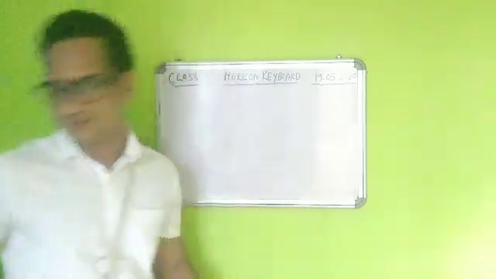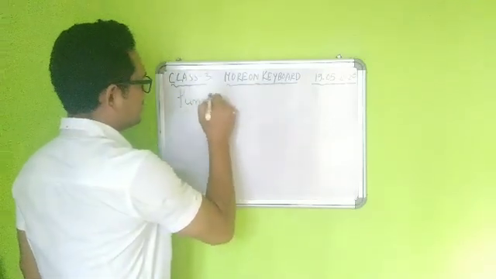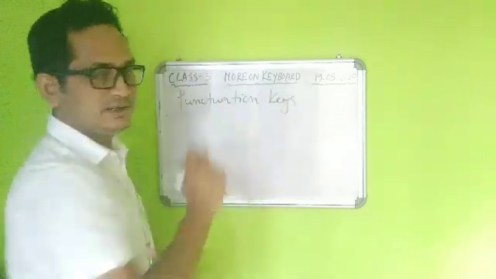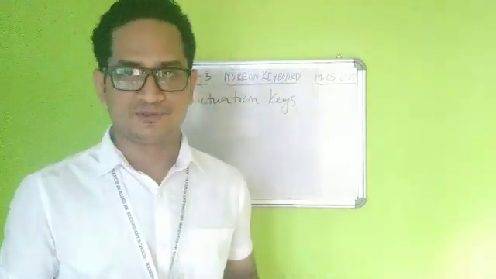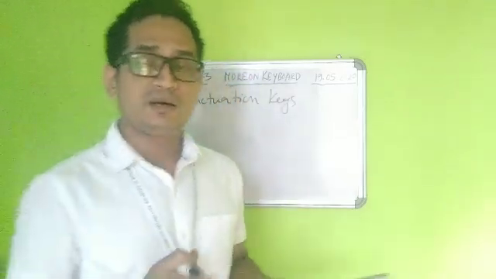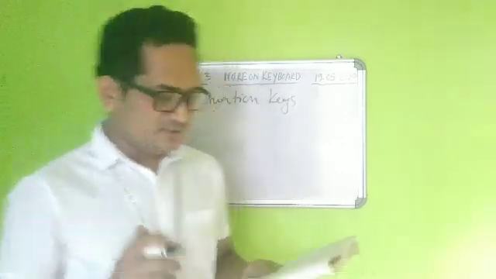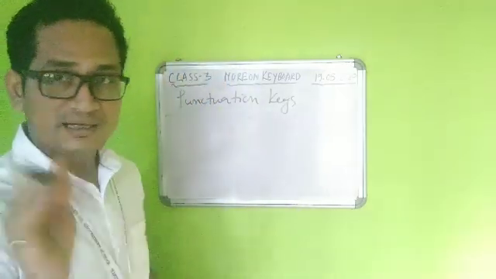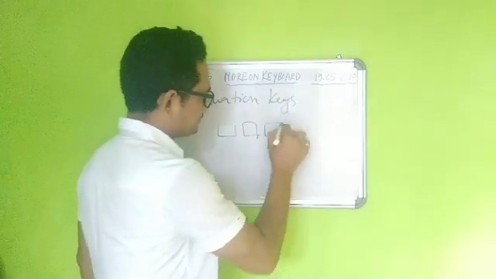that is punctuation keys. Punctuation. If you have seen this word already, you have come across it. This word punctuation is related to English grammar. So I think you have already come across the word punctuation. Now what are these keys actually meant for? So students, in the punctuation keys, there will be some symbols written, in boxes like this.